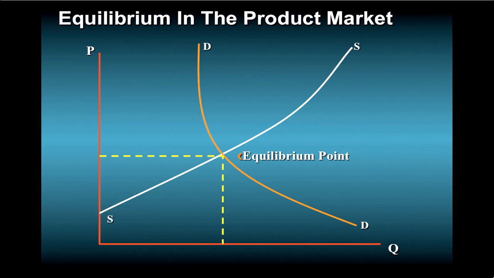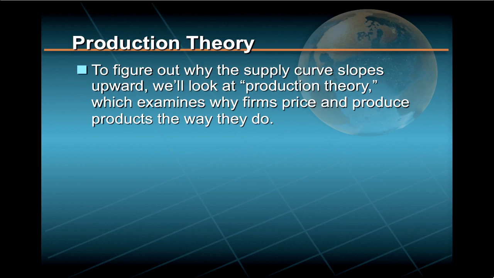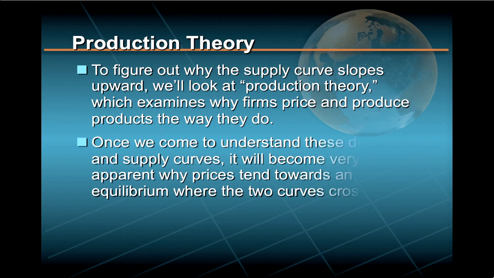In order to understand exactly why this equilibrium happens, we're going to spend a lot of time in the first part of our studies understanding each of the components of these curves. To understand the downward slope and shape of the demand curve, and indeed why that curve may also shift, we'll spend a whole lesson on the theory of consumer and household behavior. By the same token, to figure out why the supply curve slopes upward, we'll look at so-called production theory, which examines why firms price and produce products the way they do. Once we come to understand these demand and supply curves, it will become very apparent why prices tend towards an equilibrium where the two curves cross.